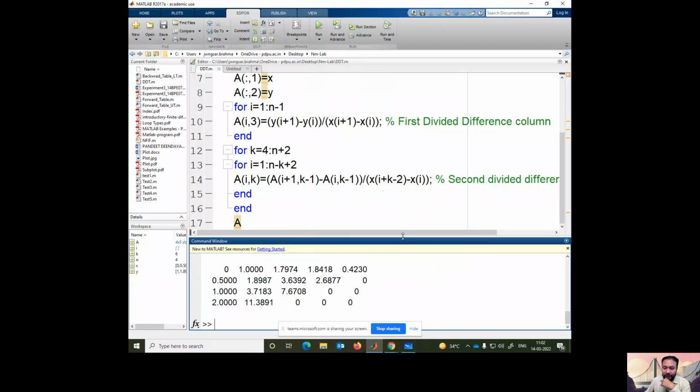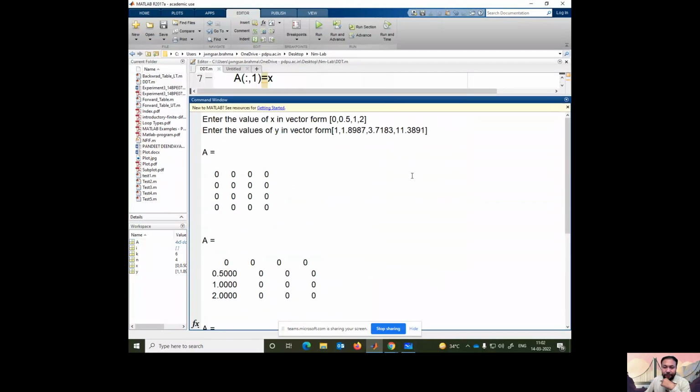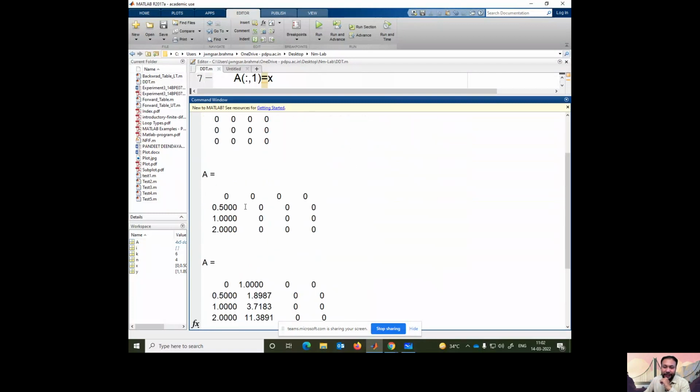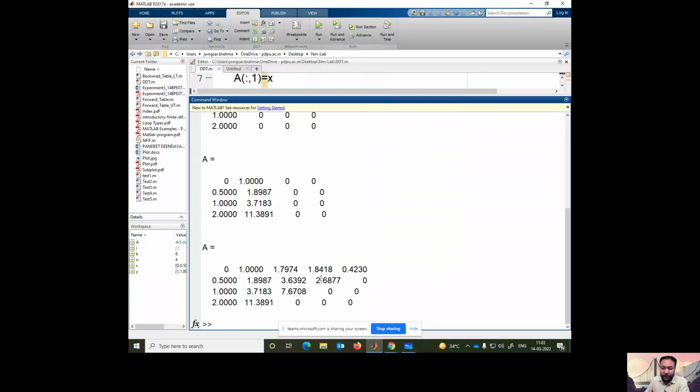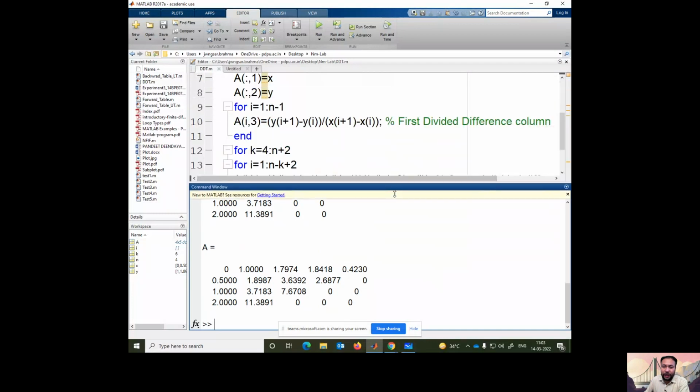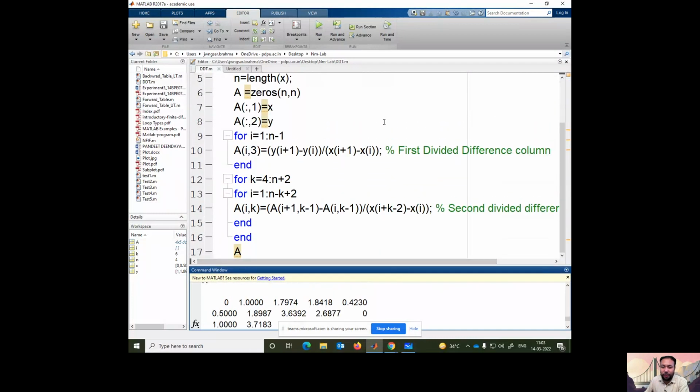Let us cross check how it is coming. Look here. We input the value of x in vector form. We input the value of y in vector form. So a null matrix is formed. Then I put the value of x in the first column, and the value of y in the second column. And I did the operation loop here. So I got this divided difference table that we have created here. Okay.